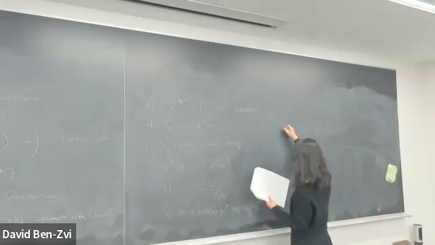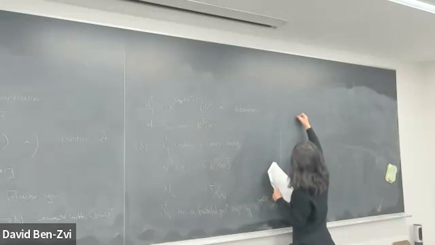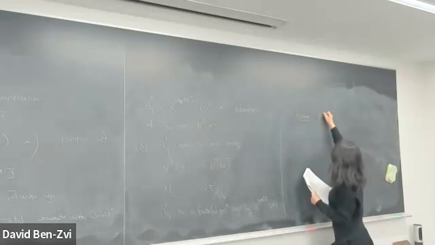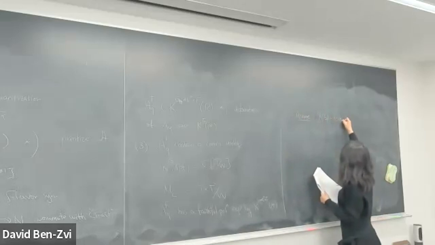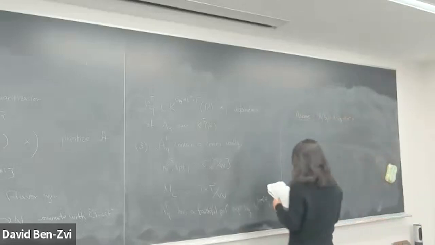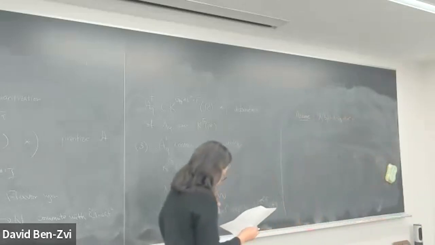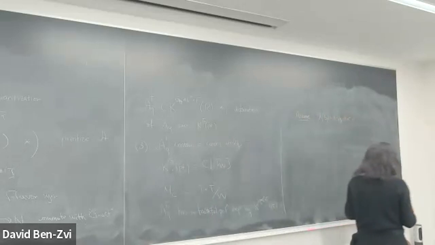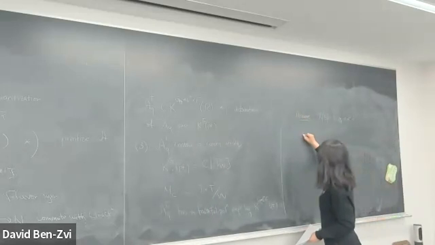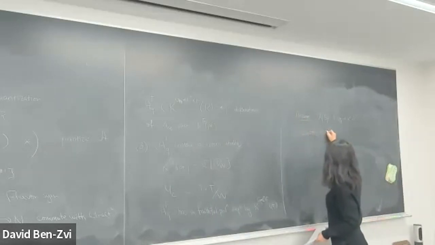So we assume, somehow we need to make some assumption on our surface. We assume its Euler characteristic is negative. So this is 2 minus 2g minus n, and we assume this is negative. And then the construction I'm going to give is inspired by the old paper of Daniel.